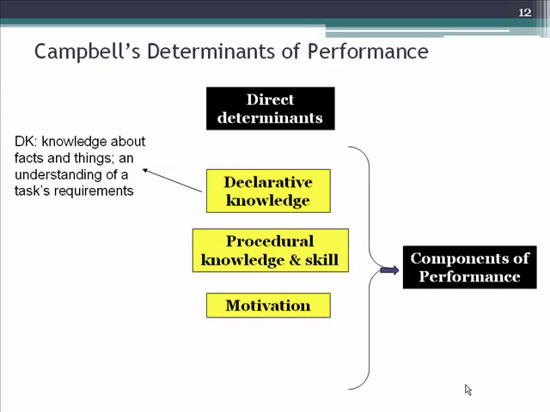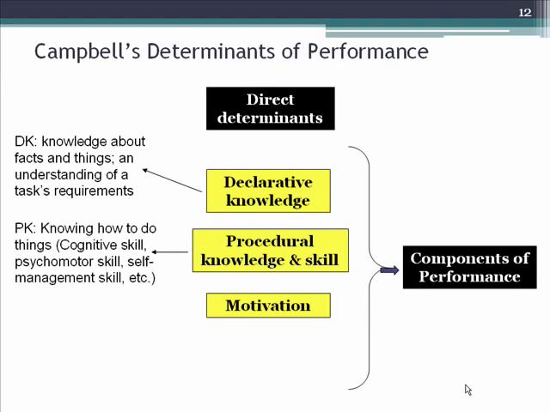Declarative knowledge refers to knowledge about facts and things, or an understanding of a task's requirements when you apply it to the job setting. An example of declarative knowledge might be understanding that a guitar is an instrument that has strings and can play music. Procedural knowledge is knowing how to do things. For example, using our guitar illustration, declarative knowledge is knowing what a guitar is, but procedural knowledge would be knowing how to play that guitar.